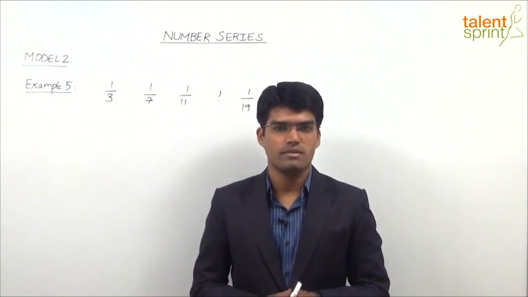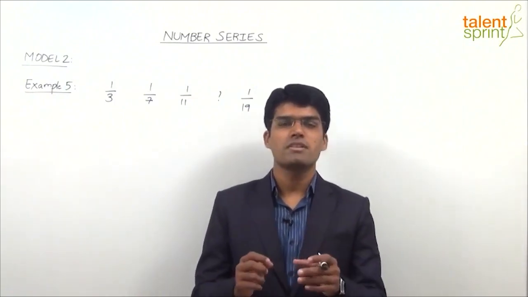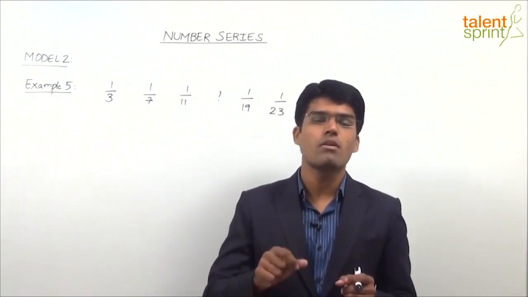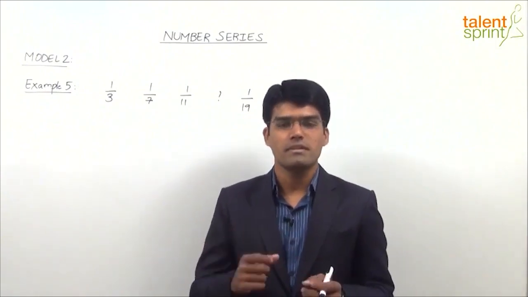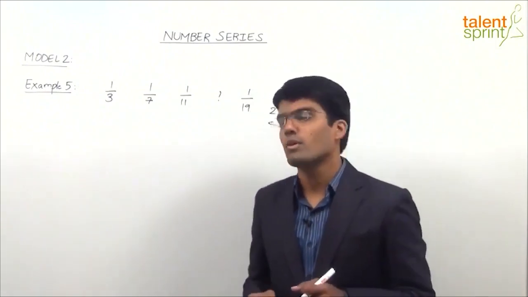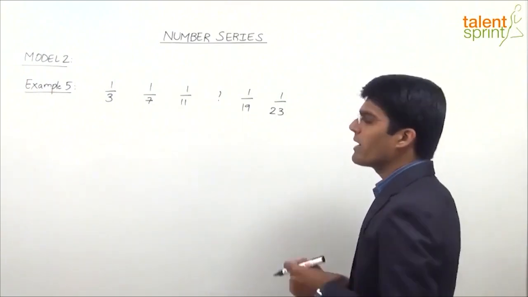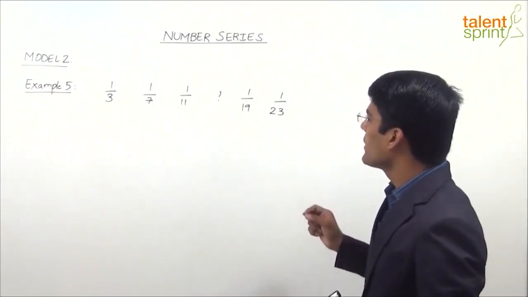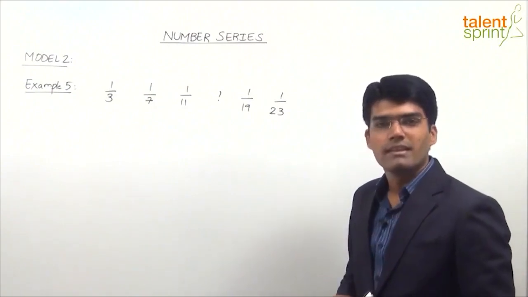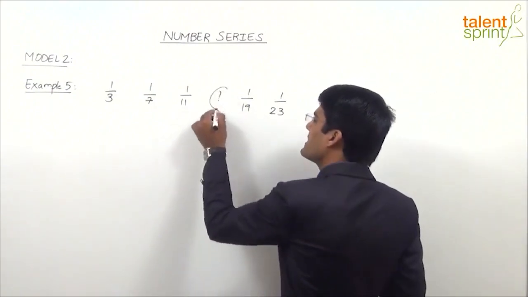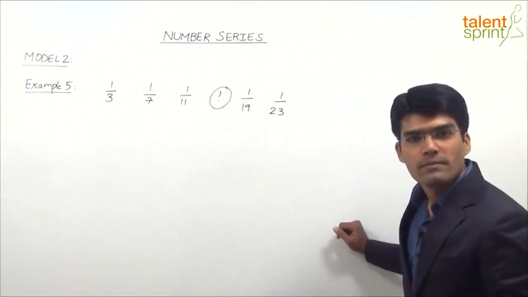And here the given question is based on harmonic progression. We know that harmonic progression is the one where the reciprocals of the given series are in a particular pattern. Let's take an example to understand that. Now the question here is 1 by 3, 1 by 7, 1 by 11, question mark, 1 by 19 and 1 by 23. And we're supposed to find out what comes in place of the question mark.